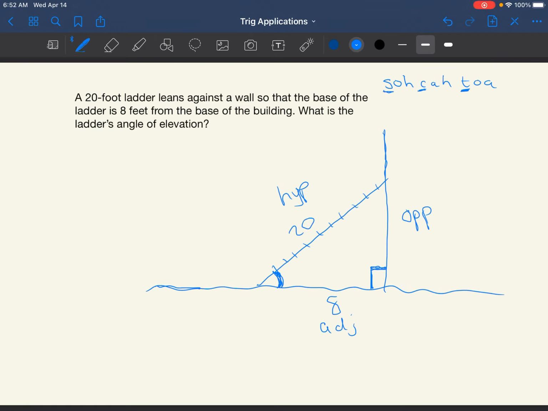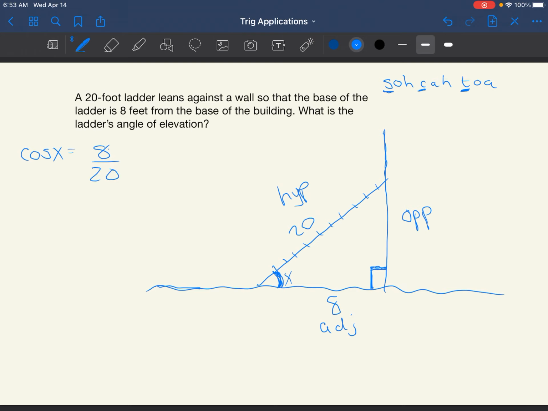I'll do the work right here. Cosine, and my angle, well, I don't know the angle measurement. Remember, after cosine, sine, or tangent, I have to put my angle. Well, I don't know what the angle is, so I'm going to call it x. So cosine of my angle equals, remember, cosine equals A over H. So cosine equals the adjacent, which is 8, divided by your hypotenuse, which is 20.